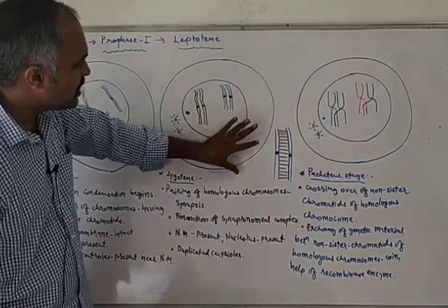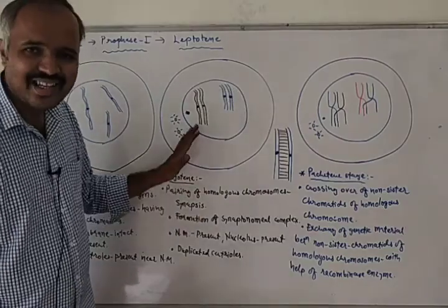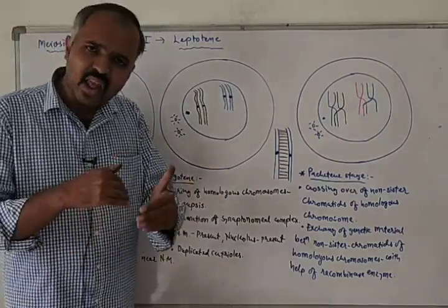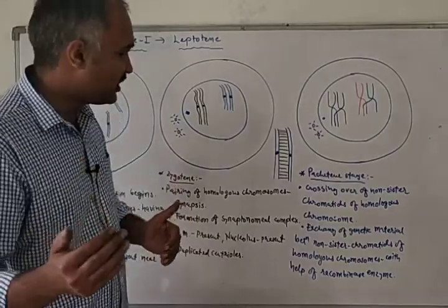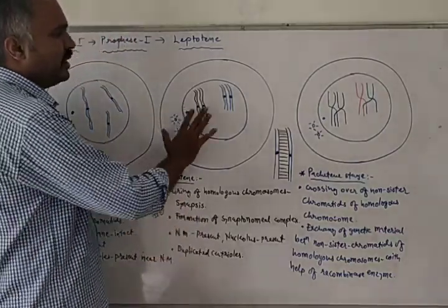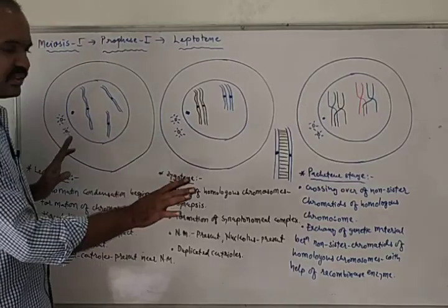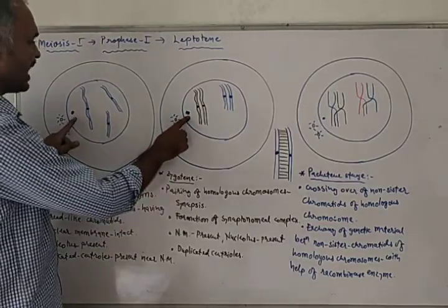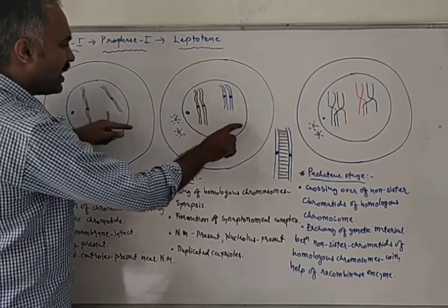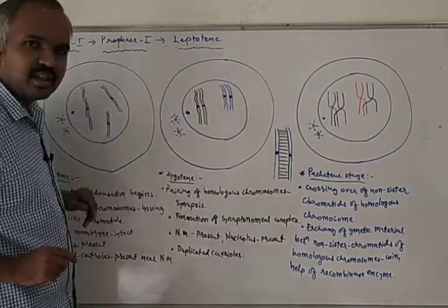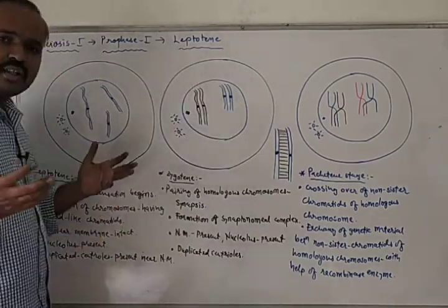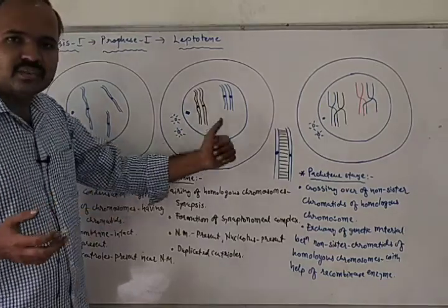Then the next stage is known as the zygotene stage. After leptotene, the zygotene stage occurs. Now what has happened in this stage? Centrioles are present as they were, the nucleolus is also there, and the nuclear membrane is also intact. So what change has occurred from leptotene to zygotene?